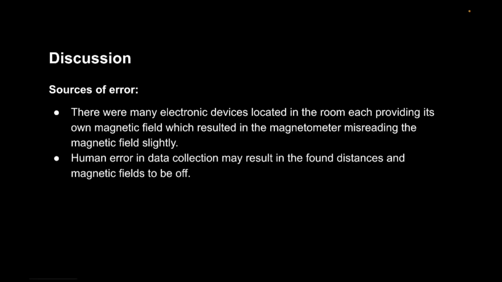Some sources of error are that there are many electronic devices located in the room, each providing its own magnetic field, which resulted in the magnetometer misreading the magnetic field slightly. Since so many technologies were in the room, the magnetometer wasn't able to get a proper reading. Another source of error was that human error in data collection may result in the found distances and magnetic fields being off slightly.